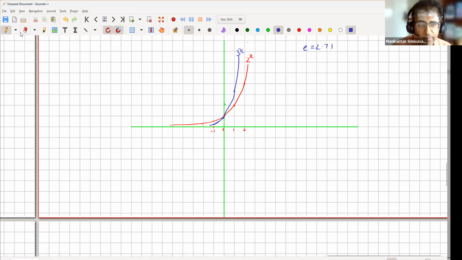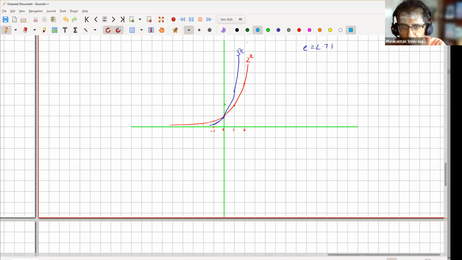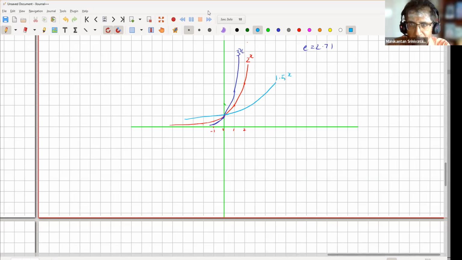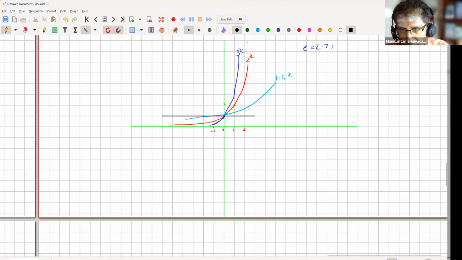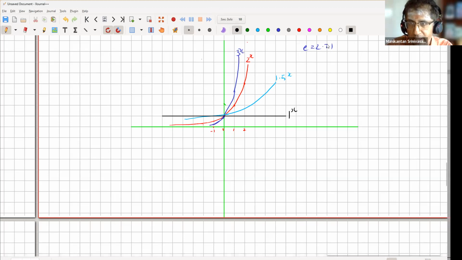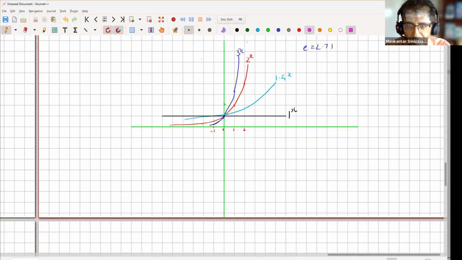On the other hand, if I bring it down from 2 power x to, let's say, 1.5 power x, 1.5 power x will be something like this. And if I bring it down to 1 power x, that's the flat line. And then if I go below 1, if I do half power x, that'll be the mirror image of 2 power x.